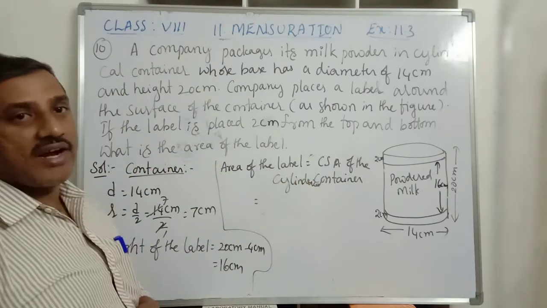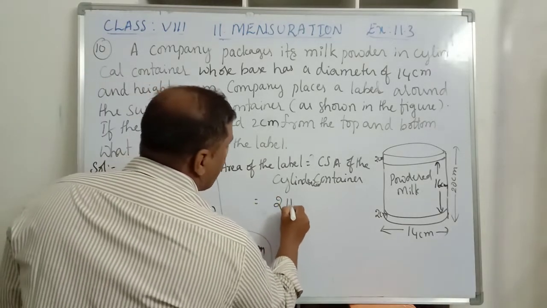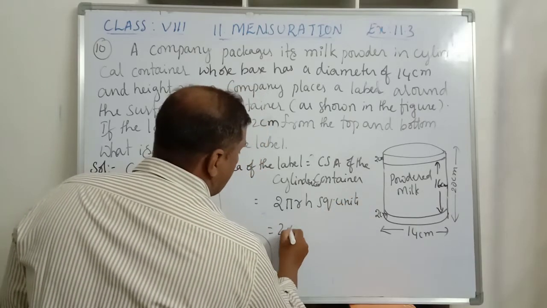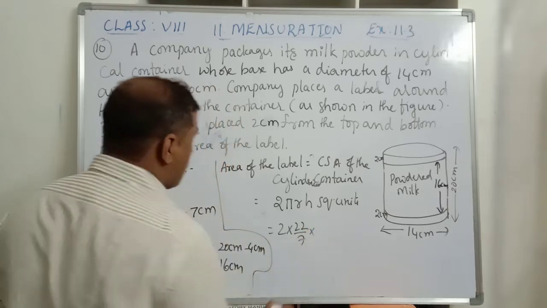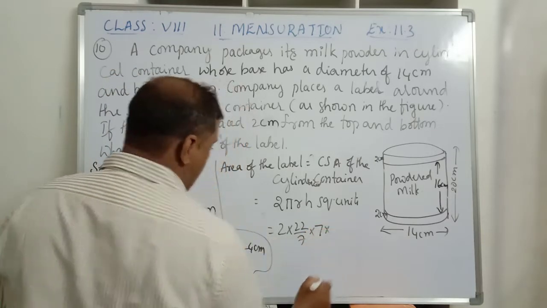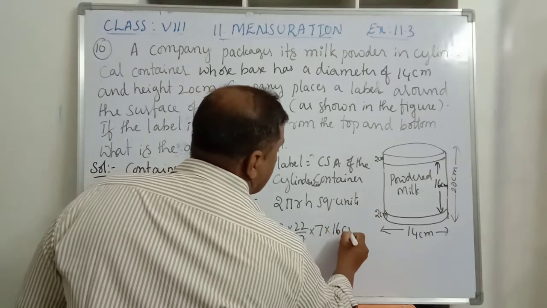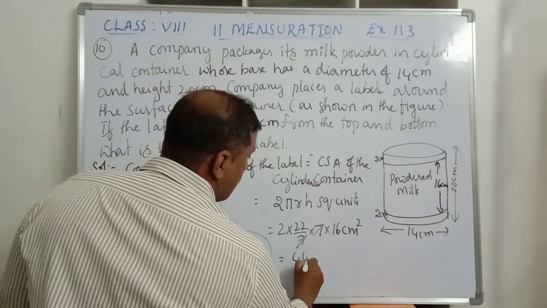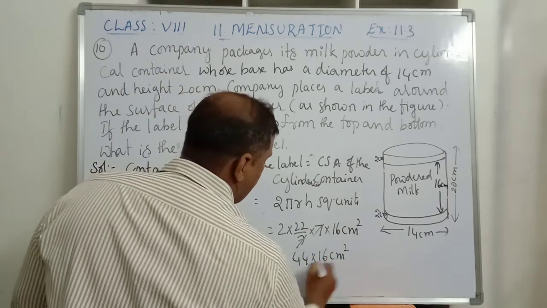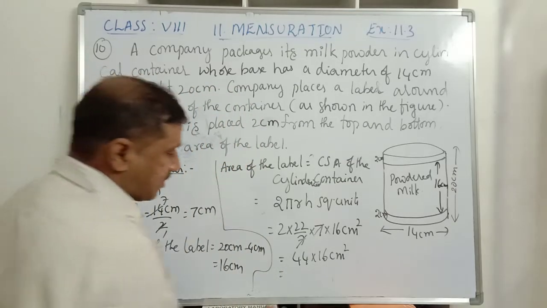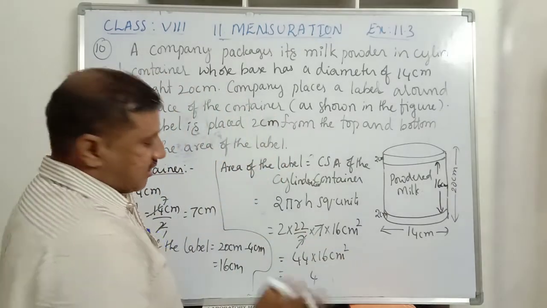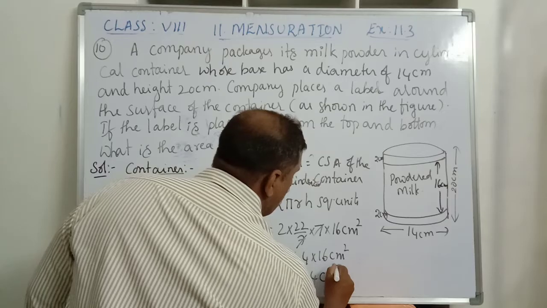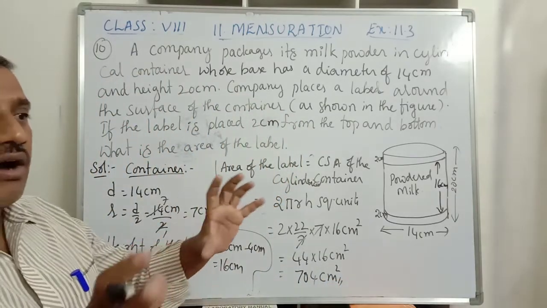What is the formula to find the CSA of a cylindrical container? It is 2 pi r h square units. Now substitute: 2 into pi, which is 22 by 7, into radius 7, into height 16 centimeters. The 7s cancel. 2 into 22 is 44, into 16. 16 fours are 64, 4 is there and 6 is carried. 16 fours are again 64, 64 plus 6 is 70. So 704 centimeter square is the area of the label.